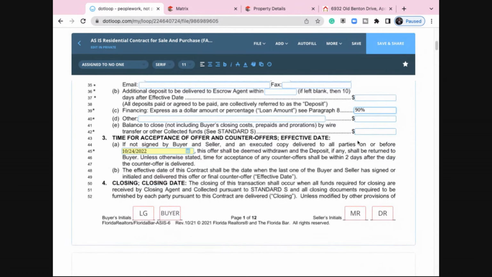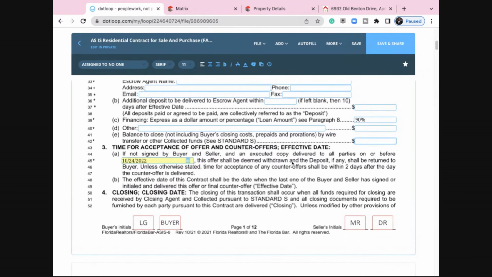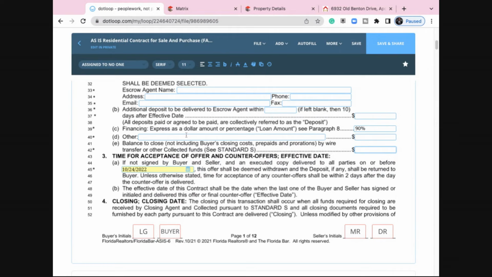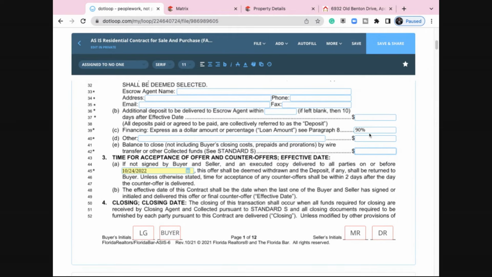Okay, and just something for you to consider. If this was a VA loan, they would finance 100% of the loan. If it's an FHA loan, then you're looking at the buyer having to put down 3.5%, so they would be financing 96.5%. So it depends on what type of pre-approval the buyer has. If it's cash, this would be zero because it'd be 100% cash.